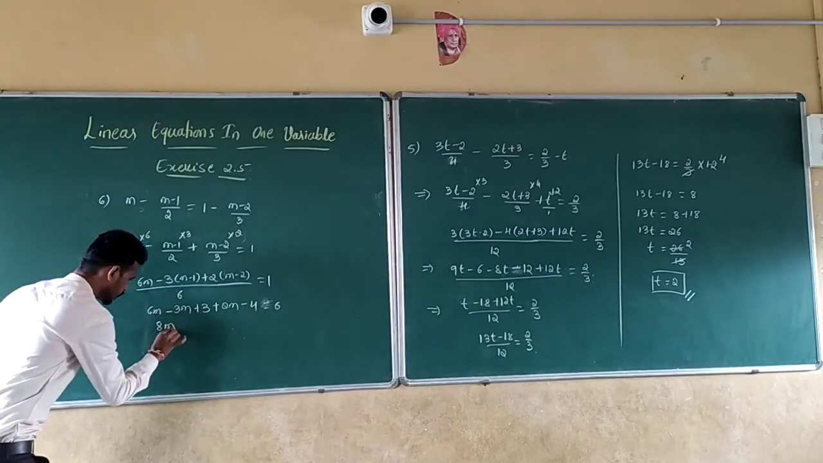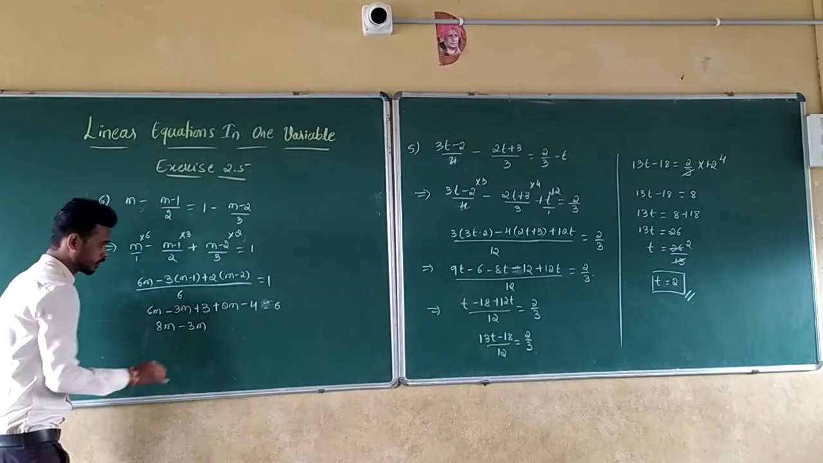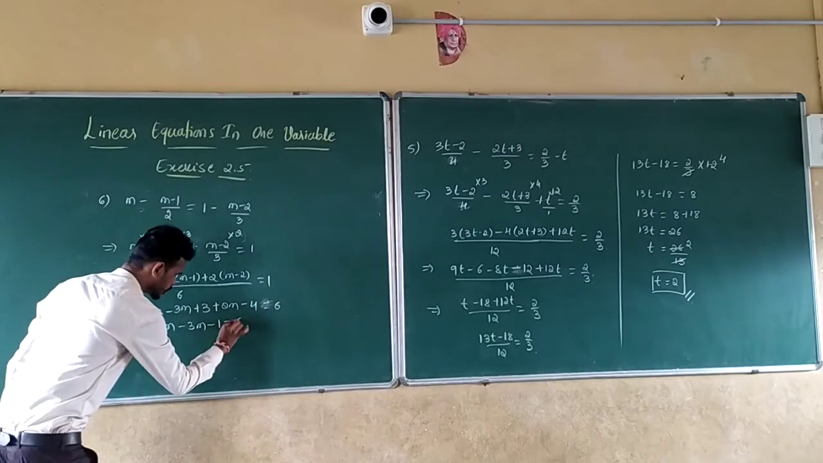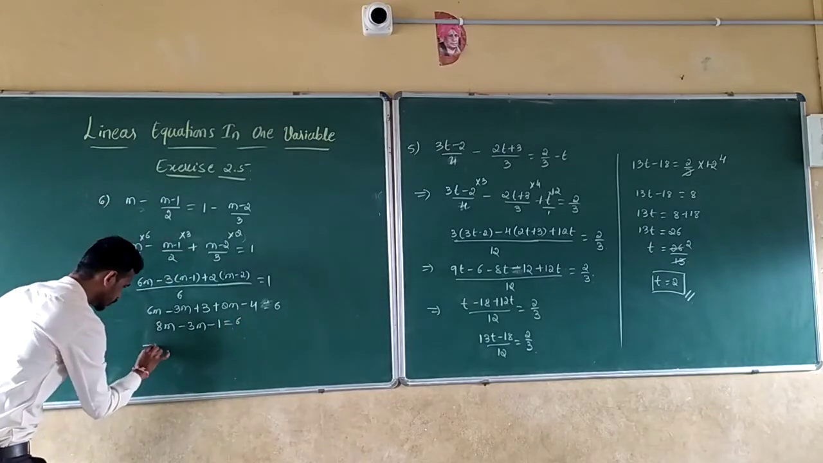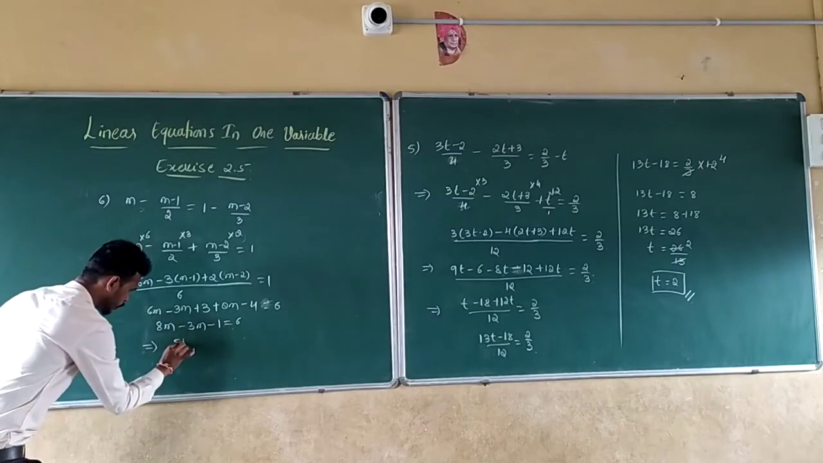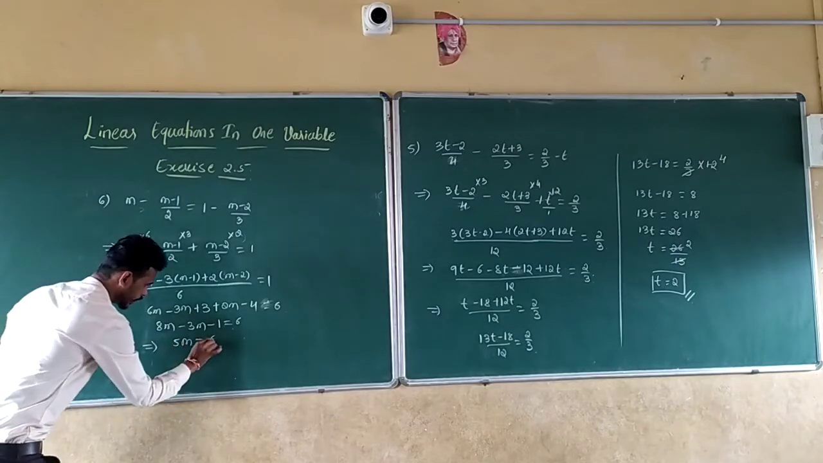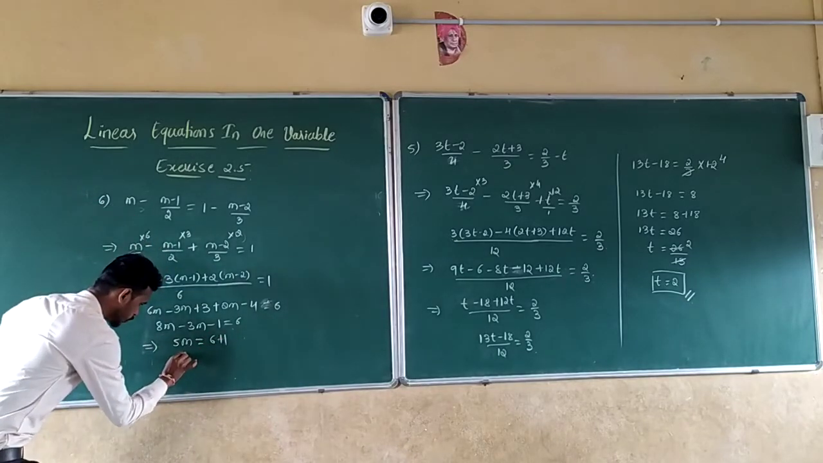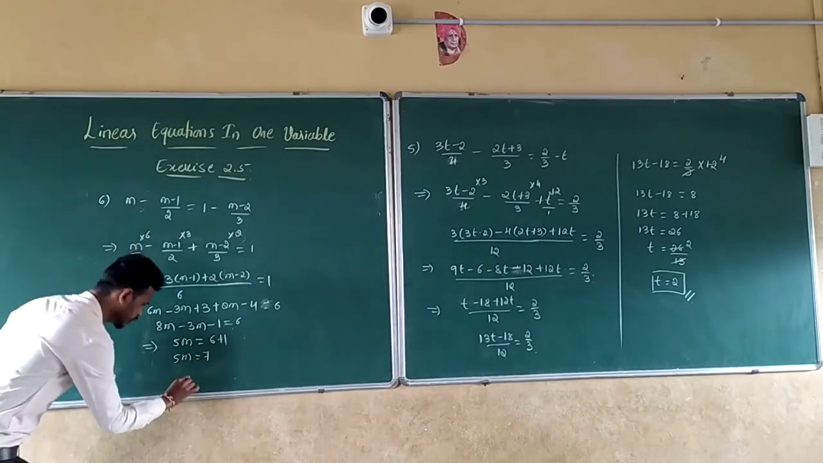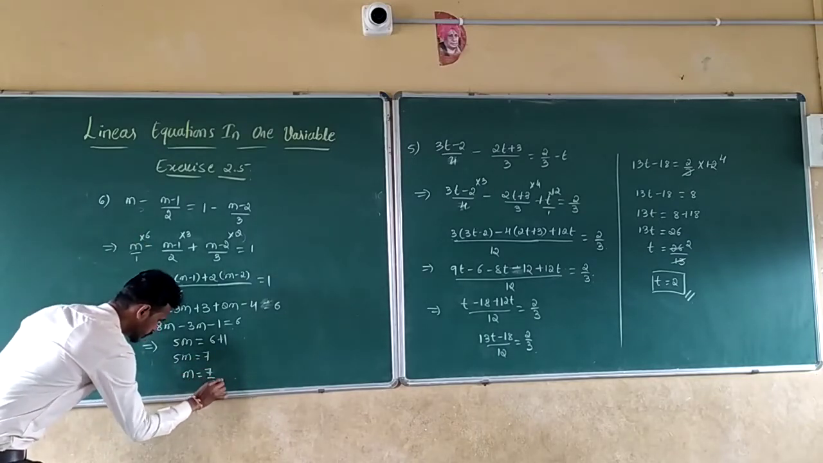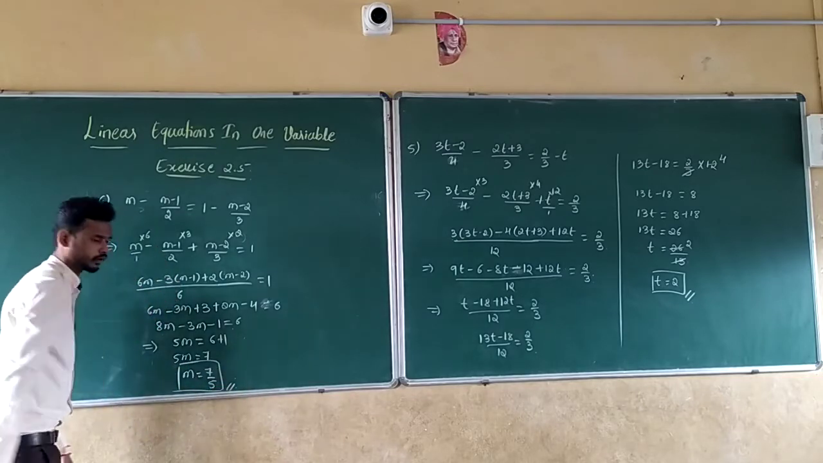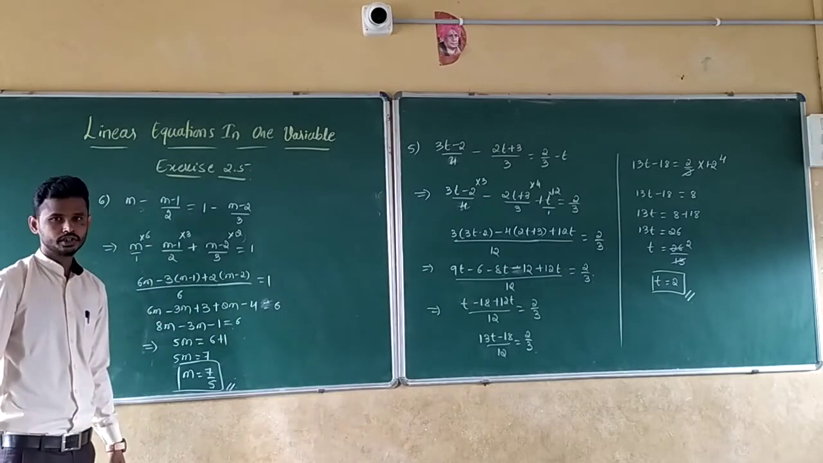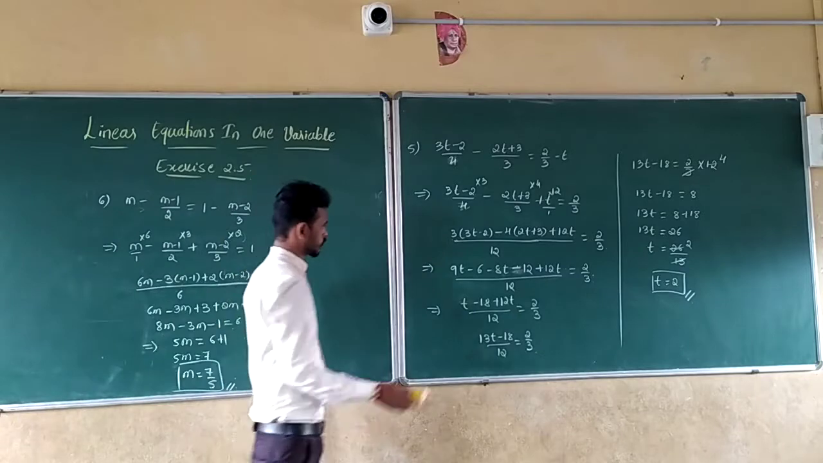So now here 6m plus 2m, how much you will get? 8m. 8m minus 3m, 3 minus 4, you will get minus 1, which is equals to 6. So now 8m minus 3m, 5m, which is equals to 6. Take minus 1 to the RHS, that will become plus 1. So 5m, which is equals to 7. Therefore m is equals to how much? 7 by 5. So this is about the solution of sixth question. Now let us see next question.